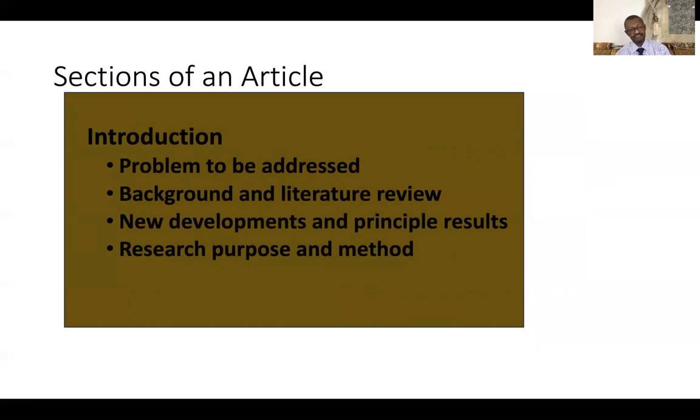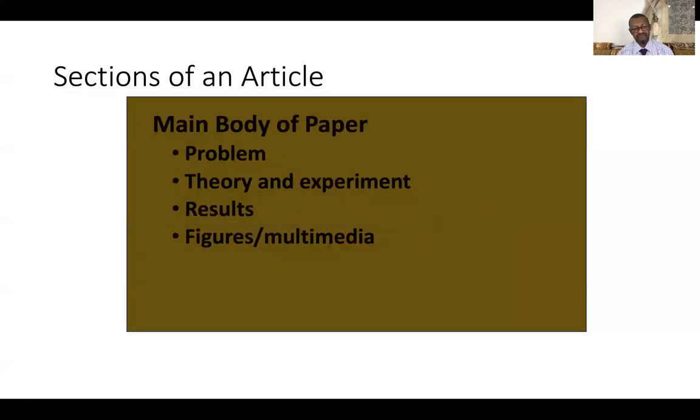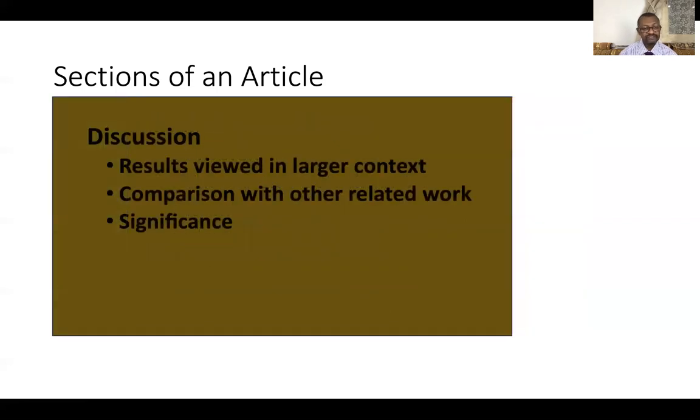In the introduction section, you should write about the problem to be highlighted and addressed. Also, background and the literature review are very important. New developments and the principal result, research purpose and method should be mentioned in this section. Regarding the main body of the paper, the problem should be well highlighted. Theory and experiment results, figures, and multimedia can also be attached.